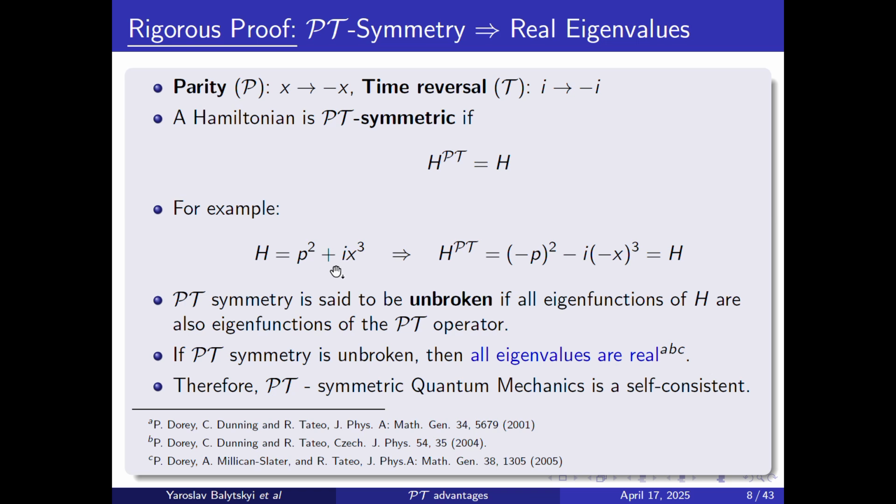So, for example, this Hamiltonian is PT-symmetric, because if you flip p to negative p squared, and then flip x to negative x cubed, but also complex conjugate, then this is 1. So this becomes itself. And PT-symmetry is said to be unbroken if all eigenfunctions of these Hamiltonians are also eigenfunctions of the PT operator. And if PT symmetry is unbroken, then all eigenvalues are real. This was rigorously proven in 3 papers, and therefore PT-symmetric quantum mechanics is a self-consistent theory.